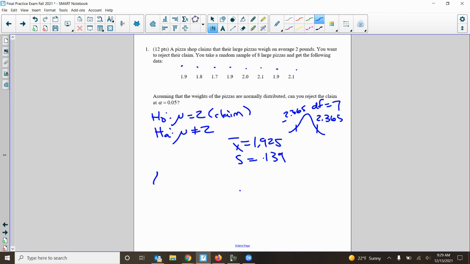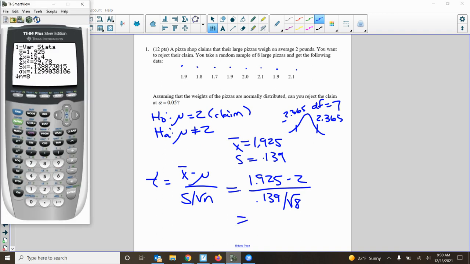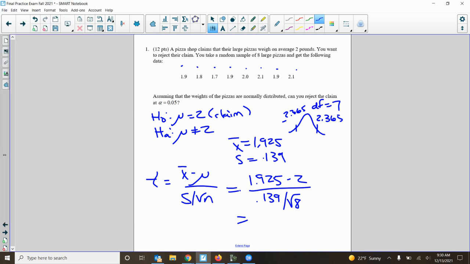So we're going to calculate t. We're going to say t equals x bar minus mu over s over radical n. X bar in this case is 1.925 minus 2 over 0.139 over radical 8, not radical 7. Be careful on that because you have the number 7 in your head because of the degrees of freedom. 0.139 over radical 8, that's going to be my denominator. And then I'll take 1.925 minus 2 divided by that answer. And I get a t value of negative 1.53.